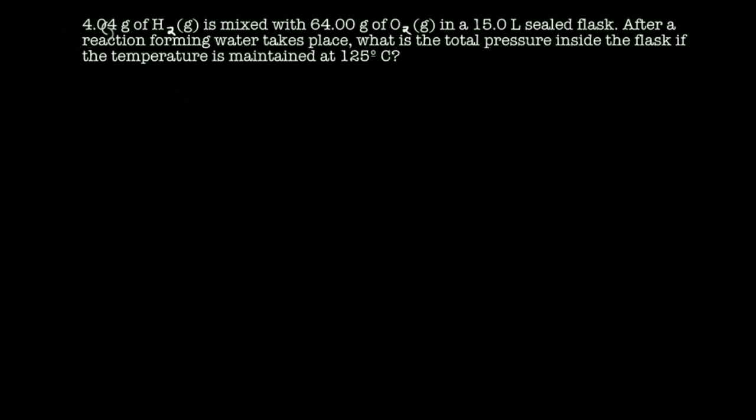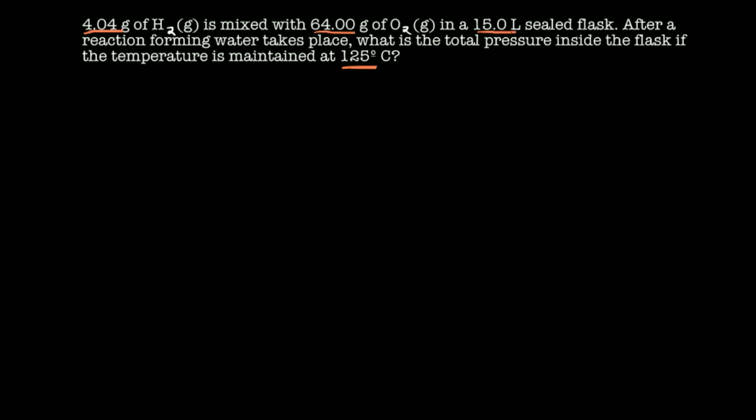4.04 grams of H2, hydrogen gas, is mixed with 64.00 grams of O2 gas in a 15-liter sealed flask, and after a reaction forming water takes place, what is the total pressure inside the flask if the temperature is maintained at 125 degrees Celsius? So this is our information here.